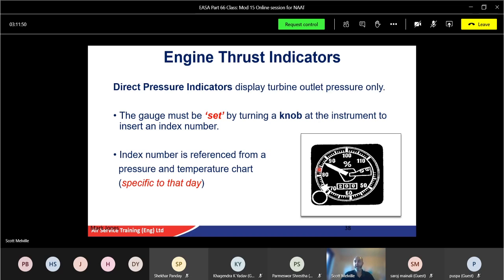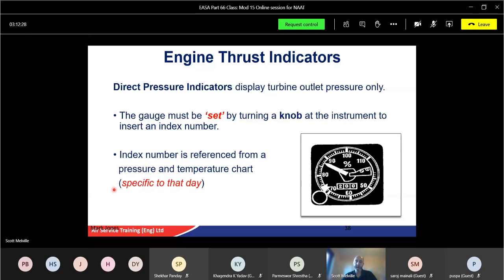So the index number, as I said, is referenced from a pressure and temperature chart specific to that day. Today might be 10 degrees, tomorrow it might be 15 degrees, the next day it might be 5 degrees. Those different temperatures, according to the graph, will let you know how much thrust you should be able to get depending on your engine type. So to set it, you just simply turn that little dial there, and that will tell you how much thrust. And that's what we call indexing. Again, usually expressed in millibars and temperature in degrees as possible.